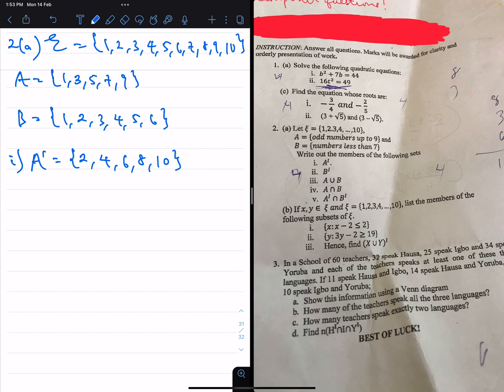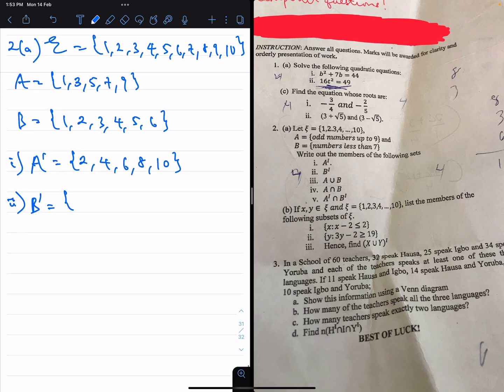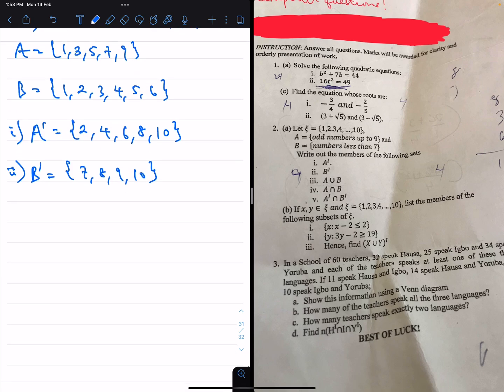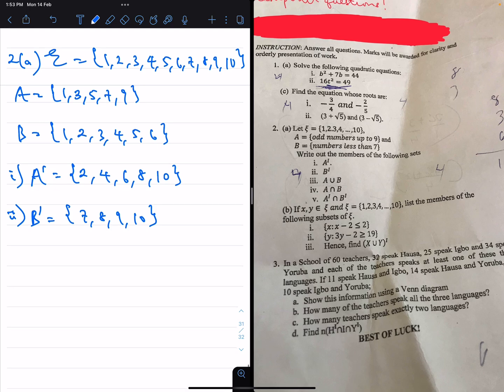Now the members of the set Roman figure 2, B complement. Those are elements which are in the universal set but not in B, and B has 1, 2, 3, 4, 5, 6. So the members of the set B complement will be 7, 8, 9, 10. Those are elements which are in the universal set but not in B.